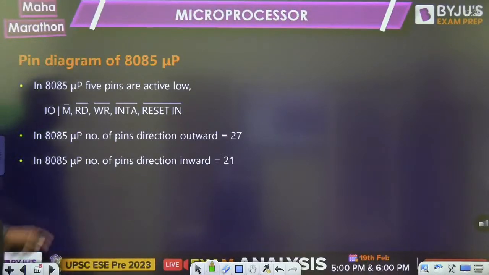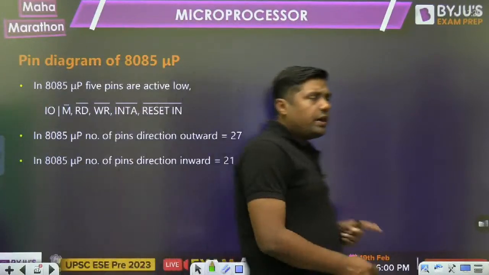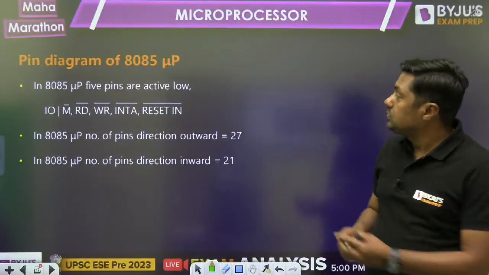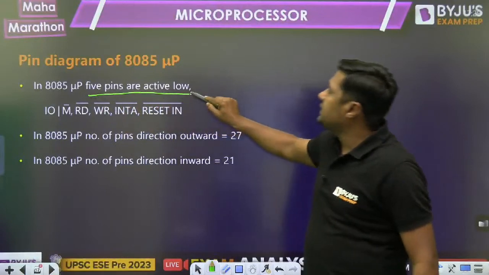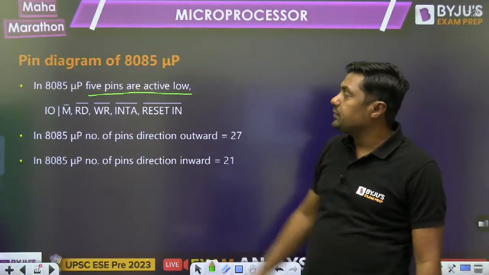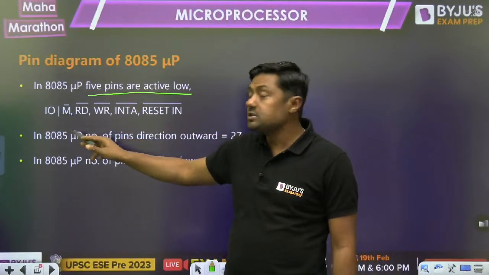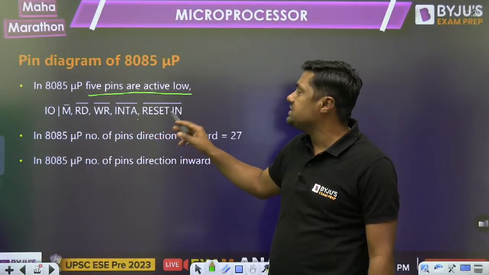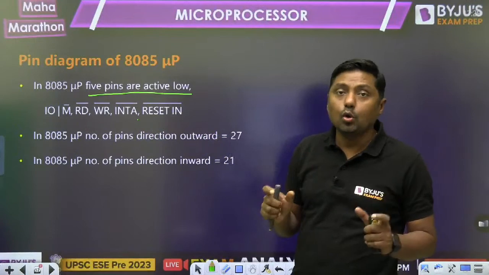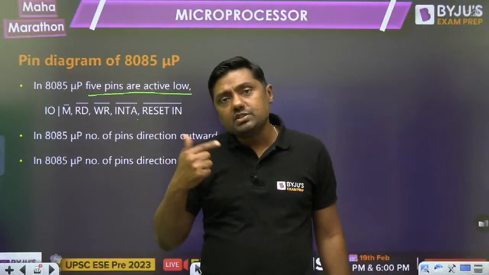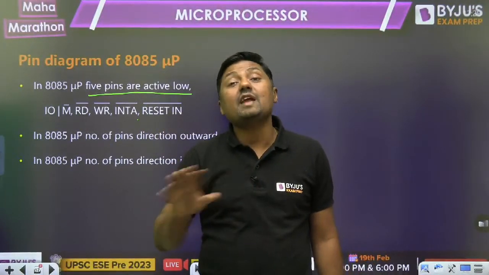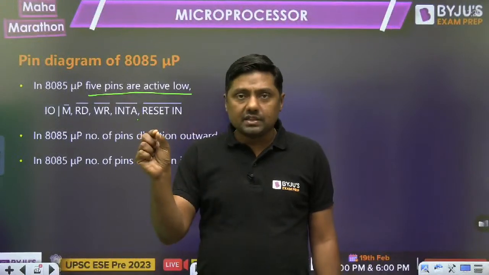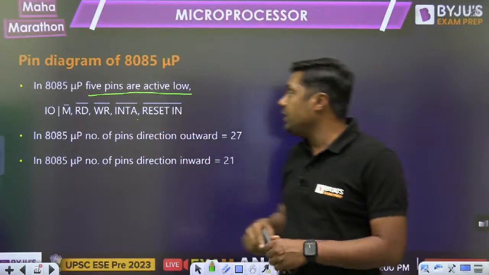In 8085, 5 pins are active low. Which are the 5 pins? This is the memory, it is active low operation. Read is active low. Write is active low. Interrupt acknowledge is active low. And reset in is active low. Active low means what? When it is 0, it is active. When it is 1, it is inactive. We are putting the bar there. The bar means it is active low. So how many pins? 5 pins.